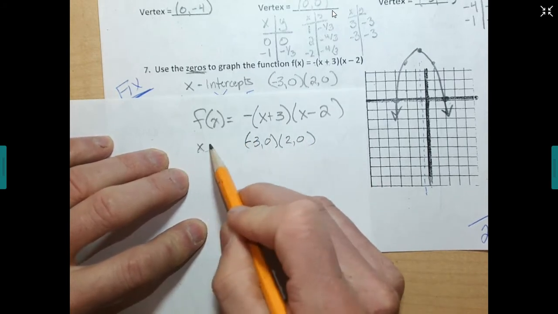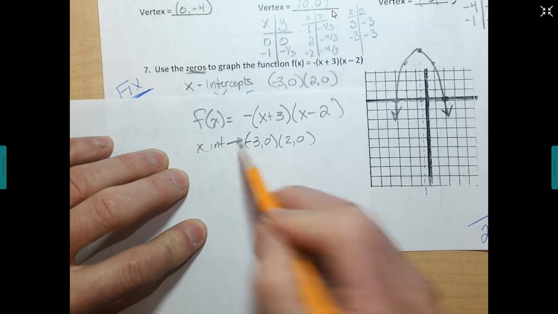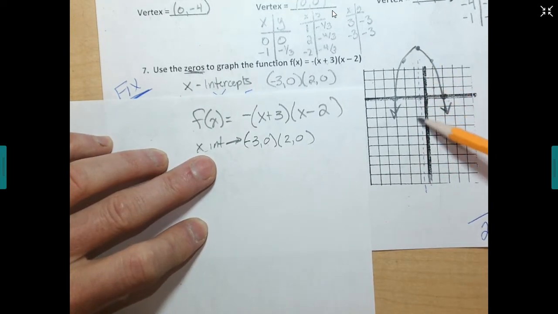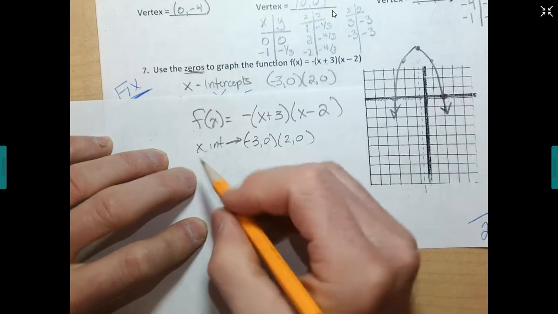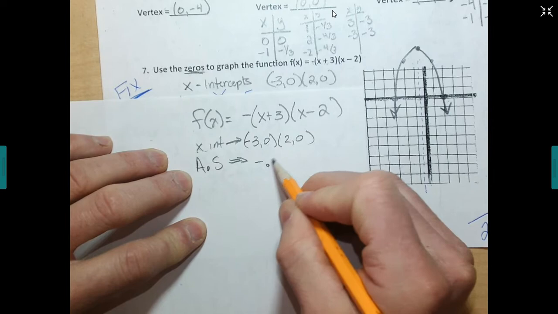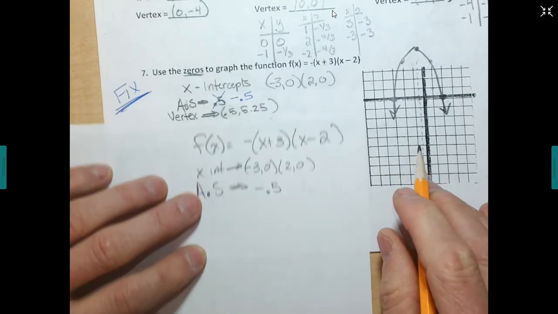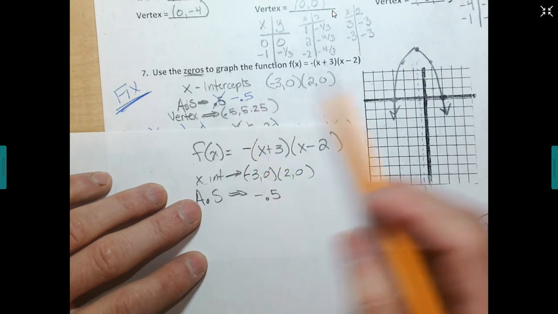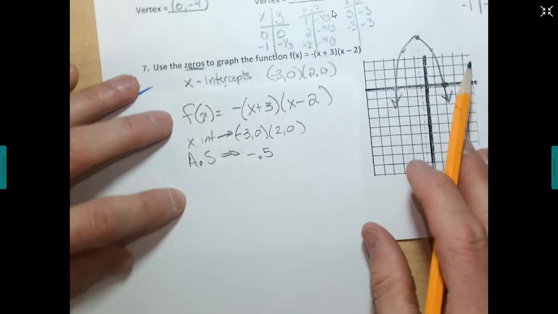So there's our x-intercepts. Now, with that, we graph it, and we see that our axis of symmetry is on negative 0.5. So our axis of symmetry is negative 0.5. And there's where I made the mistake. Here, I put a positive 0.5. So I fixed it. So negative 0.5.